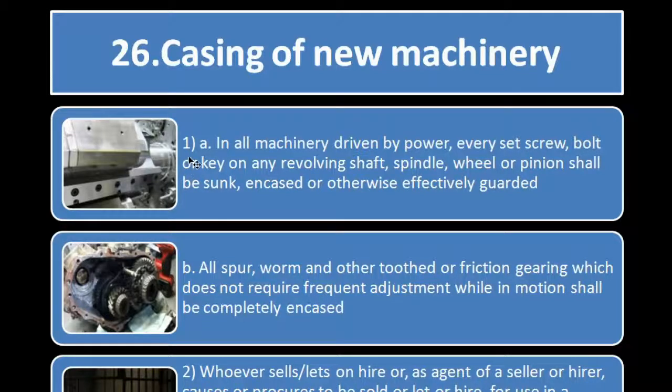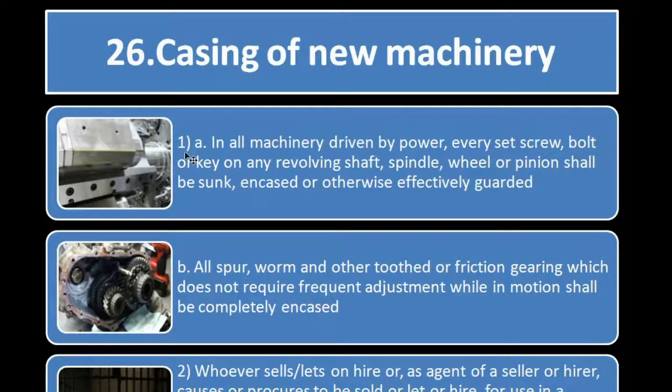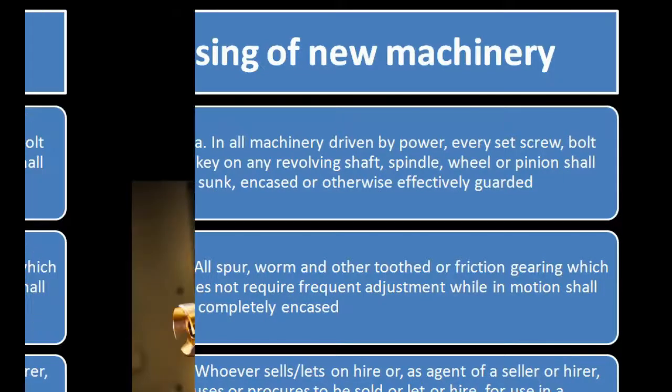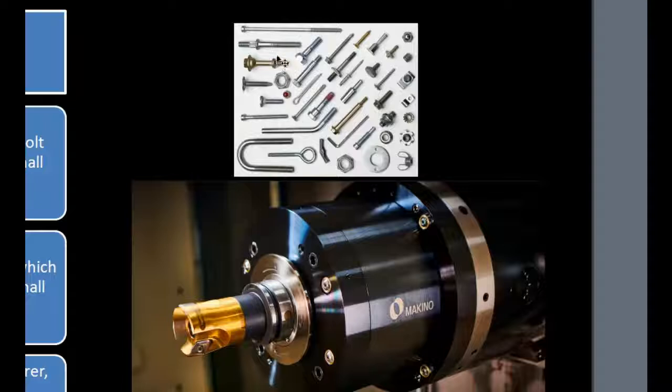The first one is subsection 1, clause A. In all machinery driven by power, every set screw, bolt or key on any revolving shaft, spindle, wheel or pinion shall be sunk, encased or otherwise effectively guarded. As you can see in this image, there are different types of screw and bolt placed. And this screw or bolt fitted to a revolving shaft, spindle or wheel, they should be placed in such a manner that they are effectively guarded or either sunk or encased.